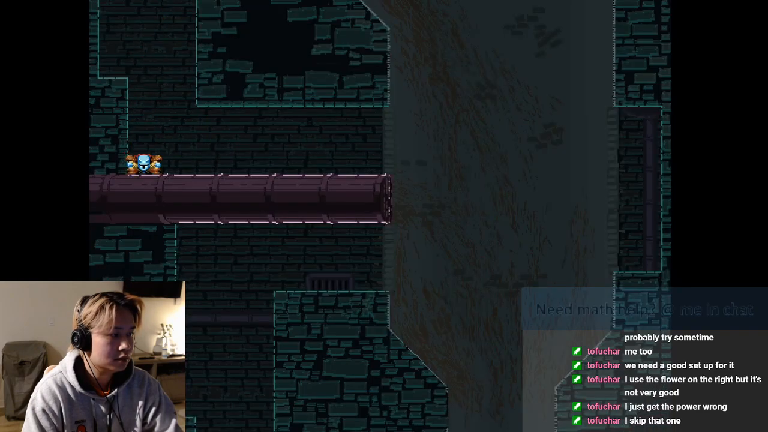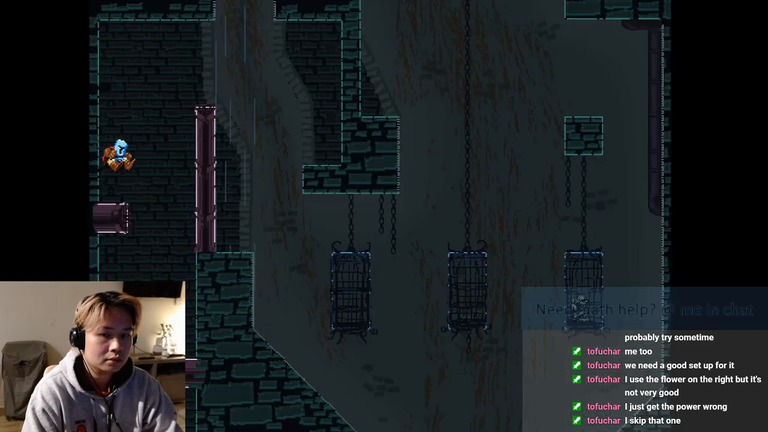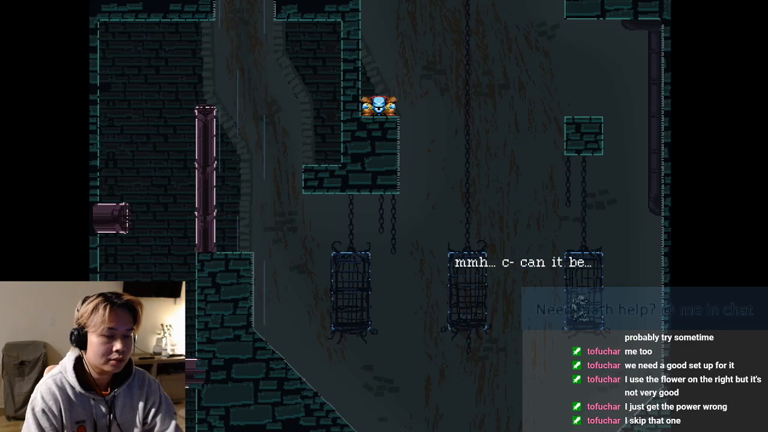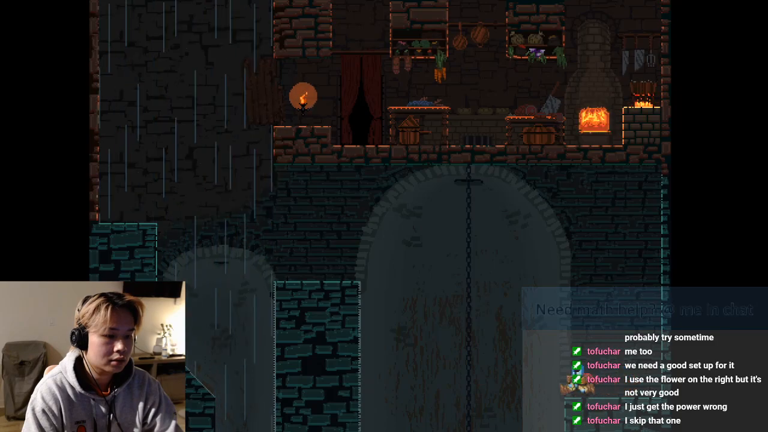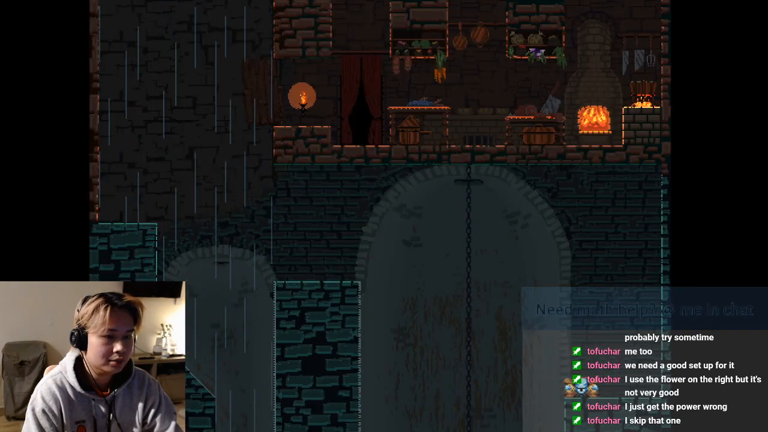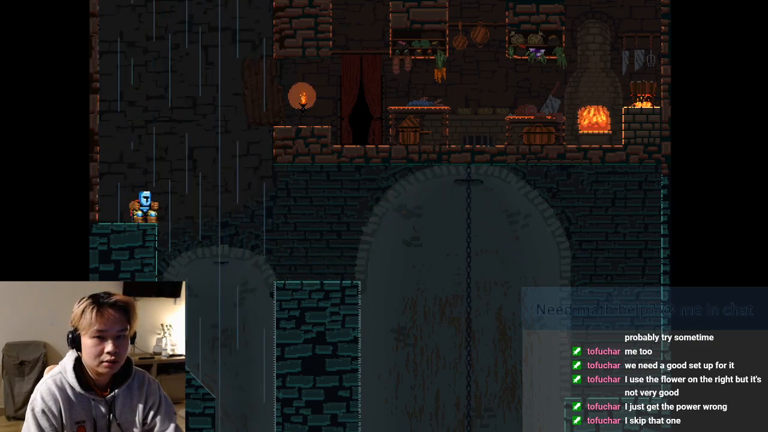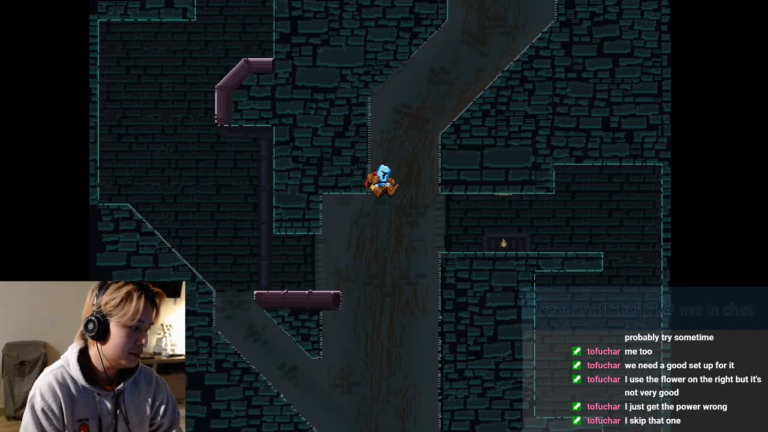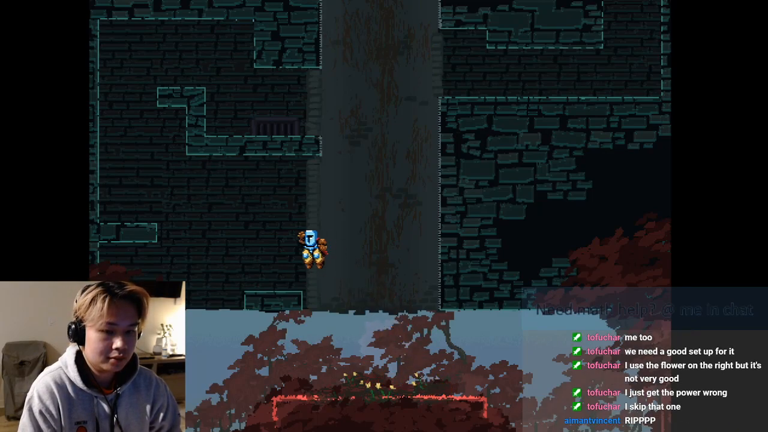Oh no. Jump! Jump! Jump! Oh my gosh, I did it. Come on, oh my god. Jump. Okay, this one's just the full jump. Okay, this one's a 75. Come on. Okay, I got this. Never mind. I think I'm getting the hang of the cages a bit.